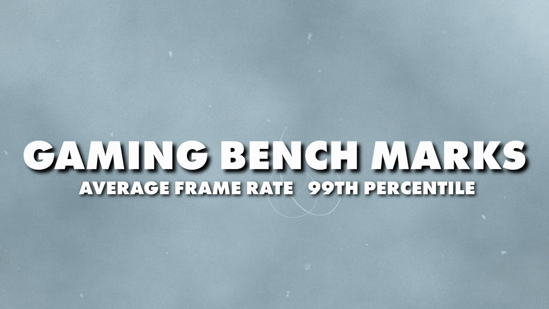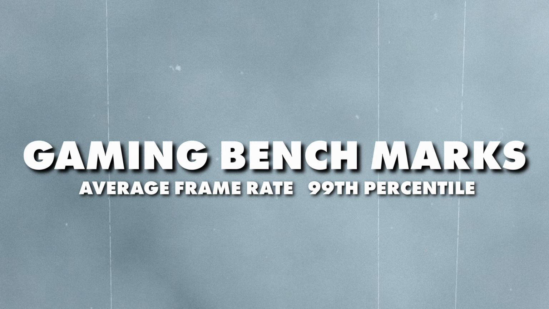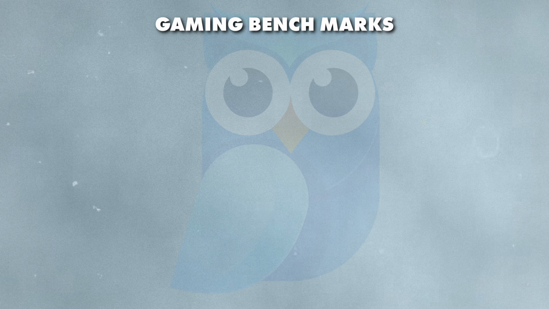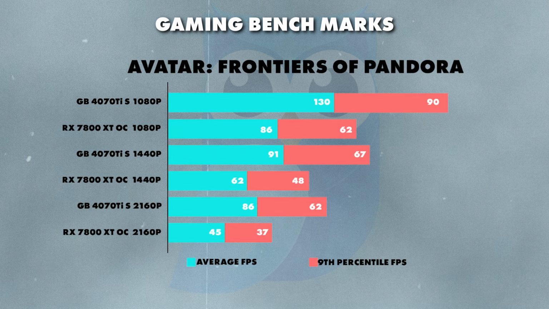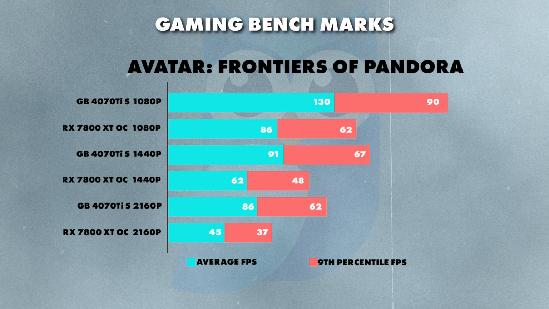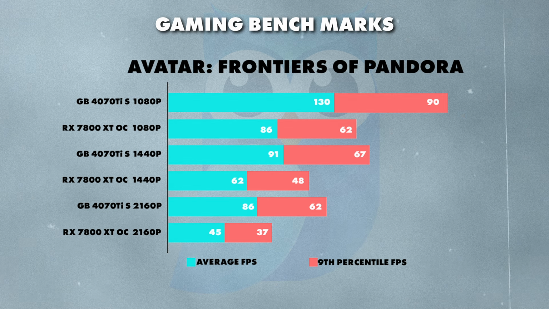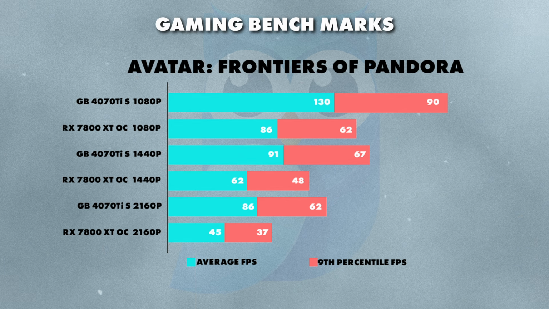Onto gaming benchmarks. Now, what I've done is I've included the average frame rate as well as the 99th percentile. So we'll start off with Avatar Frontiers of Pandora in 1080, 1440, and 2160. There's no real need to say anything. We can see that in 1080, 1440, and 2160, the 4070 Ti Super did a phenomenal job, and we will have more comparative data in the future.